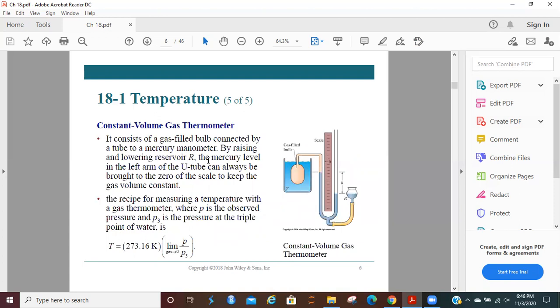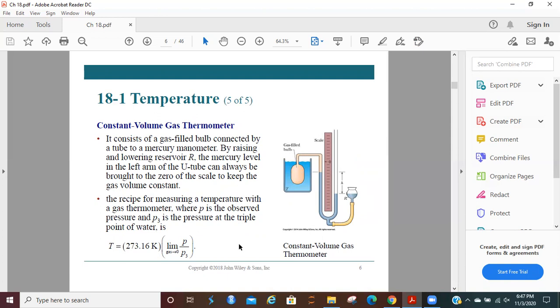A constant volume gas thermometer consists of a gas-filled bulb connected by a tube to a mercury manometer. By raising and lowering the reservoir R, the mercury level in the left arm of the tube can always be brought to the zero of the scale to keep the gas volume constant. So this is your scale. As you take or give into the reservoir, you can adjust the volume of the gas over here.